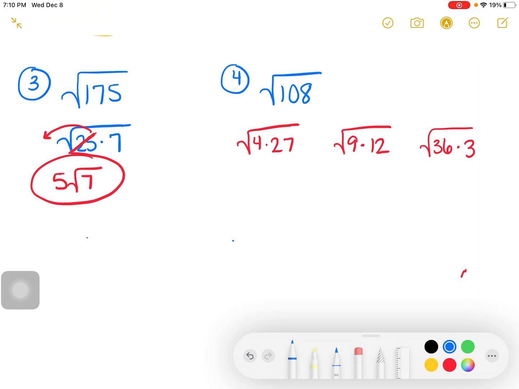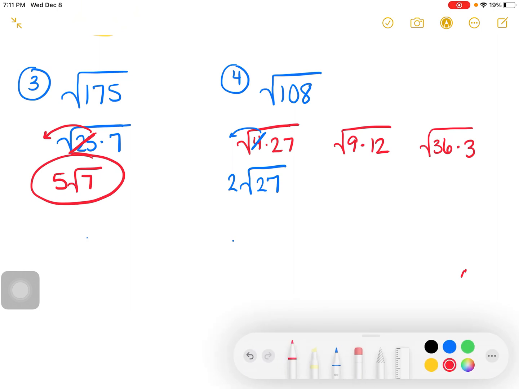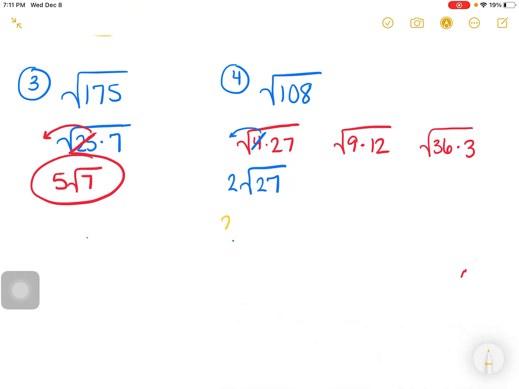So let's look at the first one. 4 times 27. Perfect square is 4. Well, the square root of 4 is 2, so I'm going to bring that 2 to the outside, and then 27. Now, 27 is a rather large number. I'm going to see if I can break it down any further. I have 1 times 27, and then I have 9 times 3, and I know 9 is a perfect square, so here's what I'm going to do. I'm going to break this apart even further.